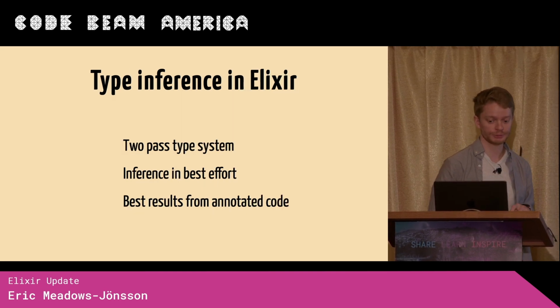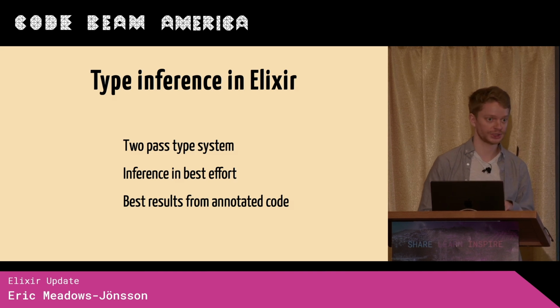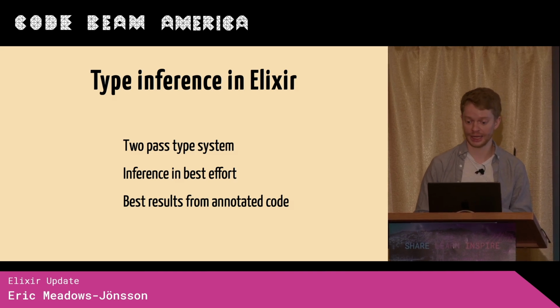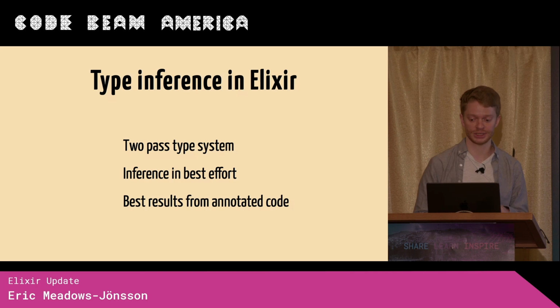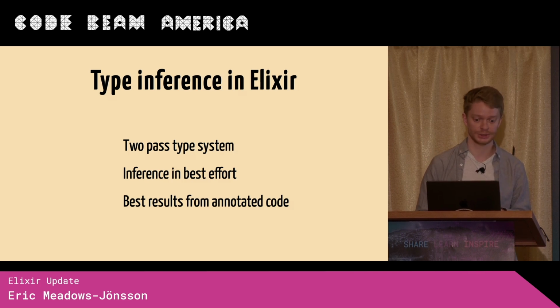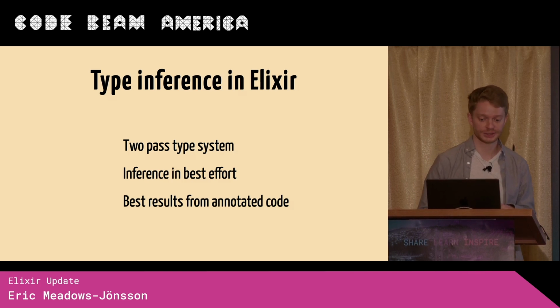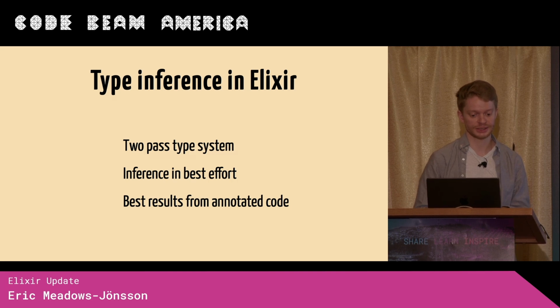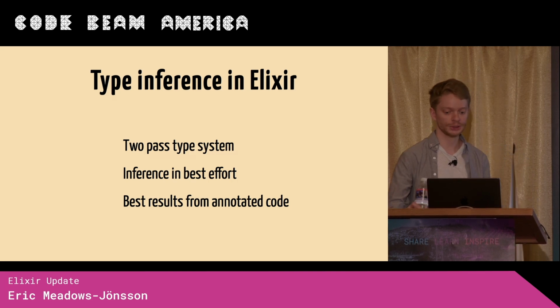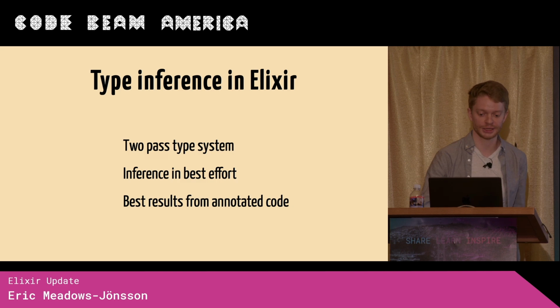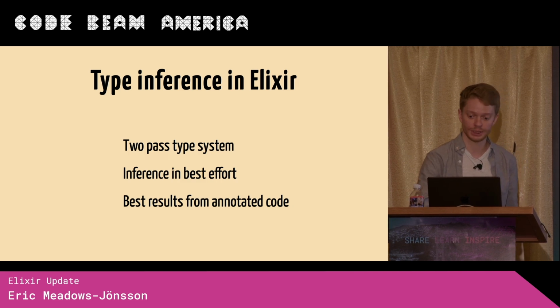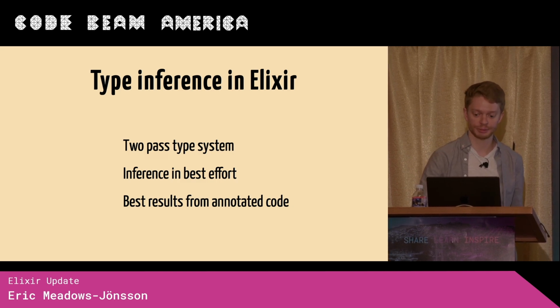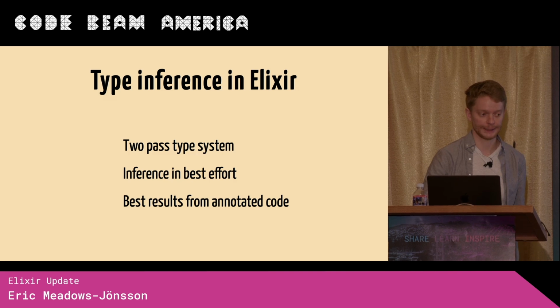But we still want some type of inference, because being able to type check the language without having to explicitly annotate types has obvious benefits. And because of this, we made some decisions in the type system to balance these trade-offs. The first one is that Elixir has a two-pass system. In the first pass, we do only type inference. And in the second pass, we do the actual type checking.